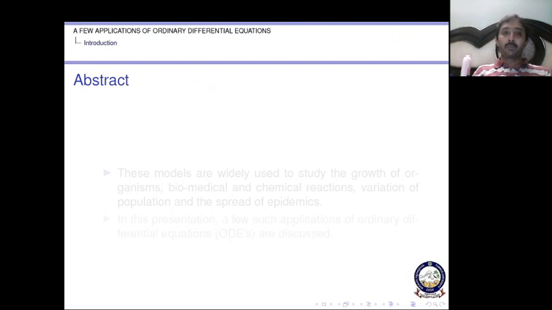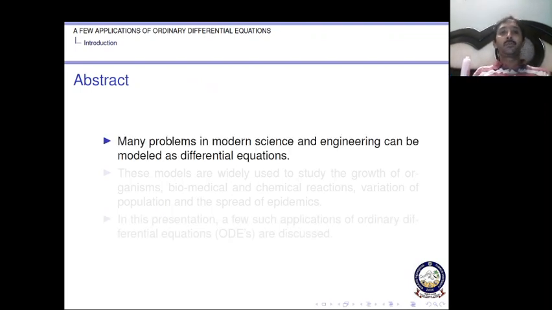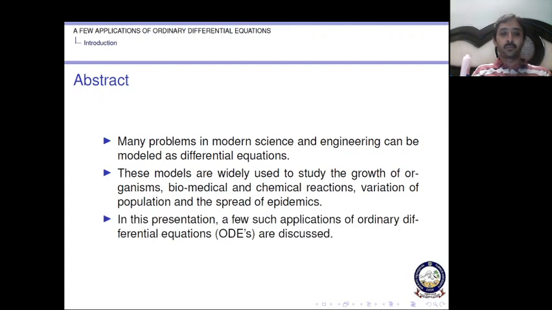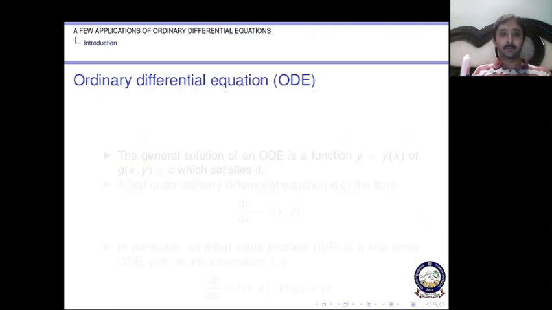This is the abstract of my presentation. Many problems in modern science and engineering can be modeled as differential equations. These models are widely used to study the growth of organisms, biomedical and chemical reactions, variation of populations, and the spread of epidemics. In this presentation, a few such applications of ordinary differential equations are discussed.